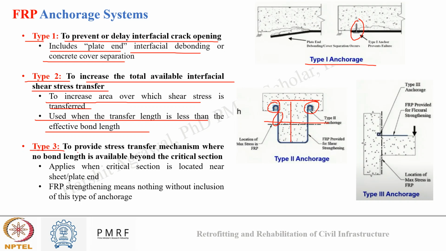Type 3 is to provide shear stress transfer mechanism where no bond length is available beyond the critical section. These generally are found in beam column joints. Here the critical section of shear stress is located very near to the column. Now in such cases, what will happen if FRP strengthening is not encouraged? This strengthening won't make any sense, because this is the area of maximum shear stress, and here my FRP is not finding much length. So what is the purpose of FRP then? That's why here again anchorage systems are used, by making use of the vertical member.